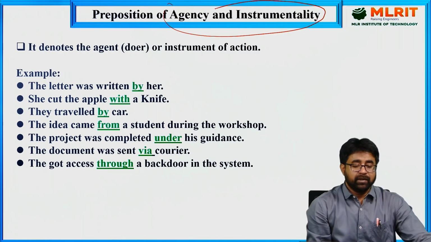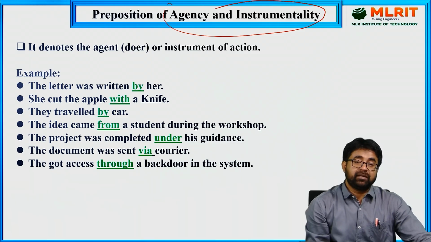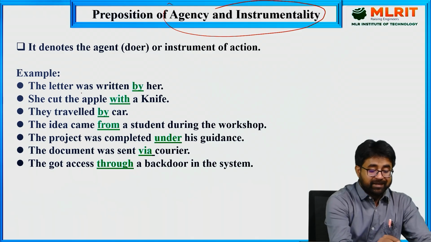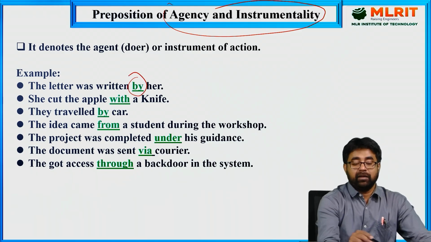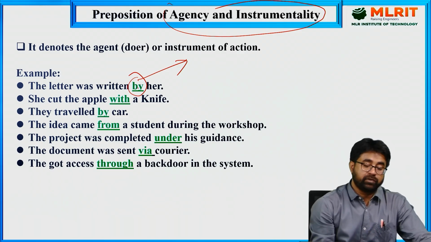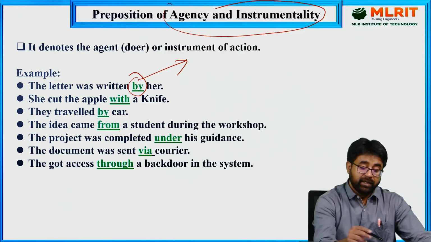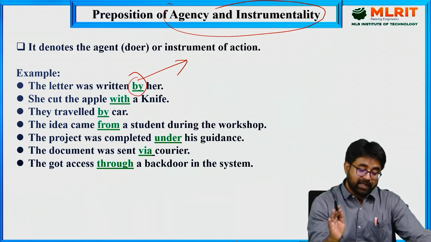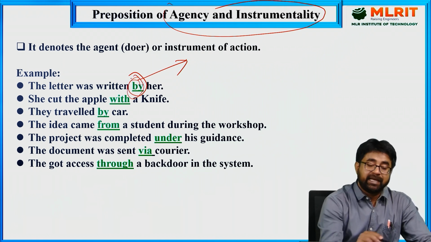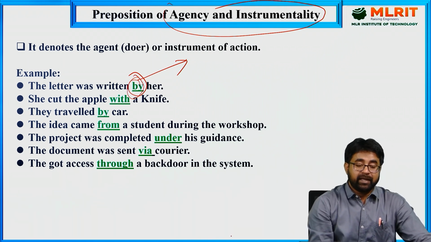You can see, there are certain prepositions that establish the relationship in terms of agent or instrument. You can see here, "The letter was written by her." Now see here, in the previous slide, you could see that "by" was actually serving as a preposition of possession. By using the preposition "by," you can establish the possession relationship. But you can use again the same preposition "by" to indicate what?